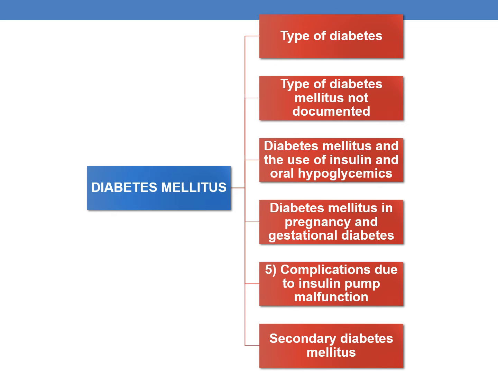And we will cover the following topics. The first one is type of diabetes mellitus. Next is type of diabetes mellitus not documented. Diabetes mellitus and the use of insulin and oral hypoglycemics. Diabetes mellitus in pregnancy and gestational diabetes. Complications due to insulin pump malfunction. And finally, secondary diabetes mellitus.